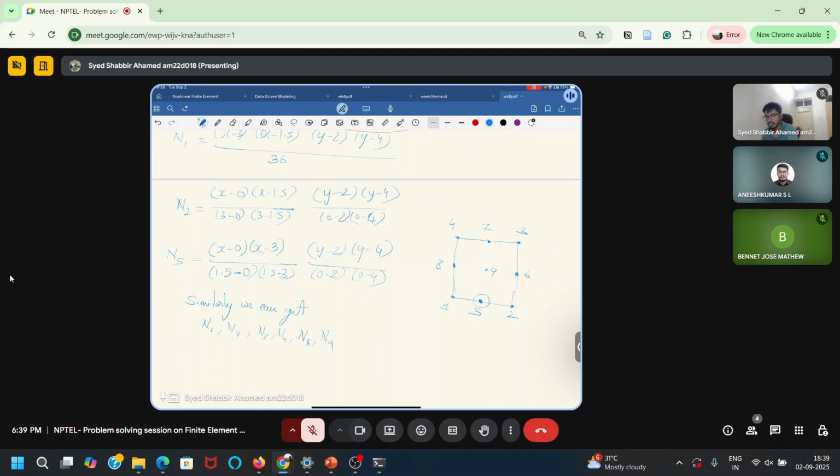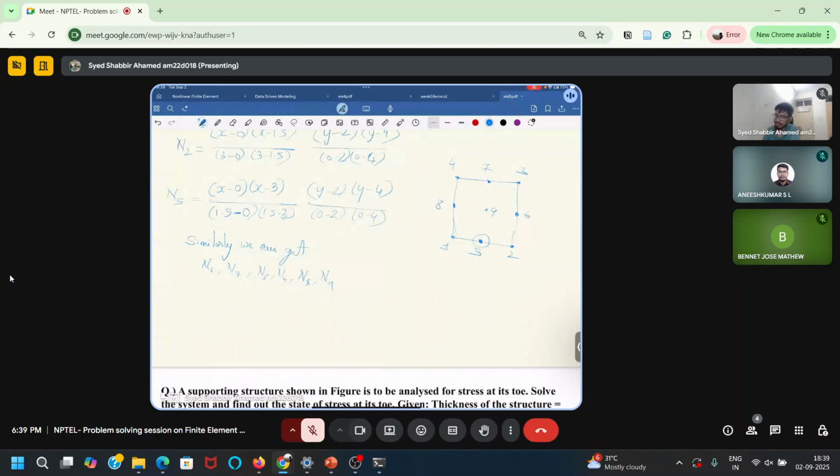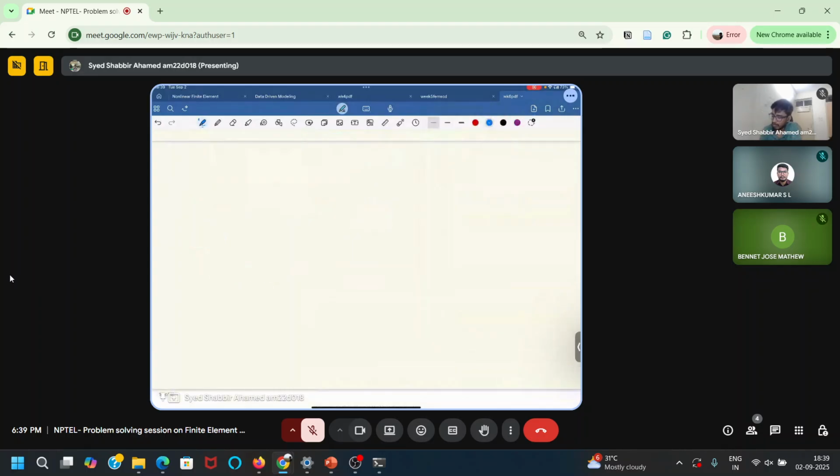So these are the Lagrangian family of quadratic shape functions, which we can get for this quadrilateral. Now we have to get the same thing for the serendipity family. Serendipity has some meaning, but I don't think you will understand it now. Probably in the coming weeks you will understand what a serendipity element is. Serendipity is nothing but something good happening by accident.